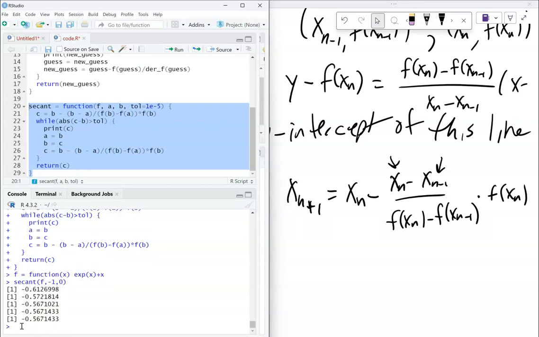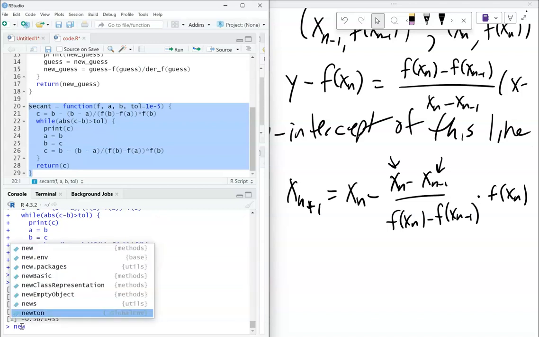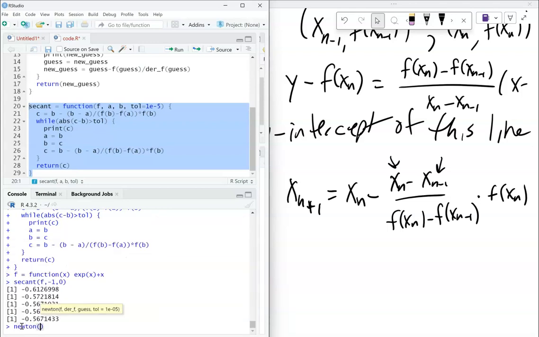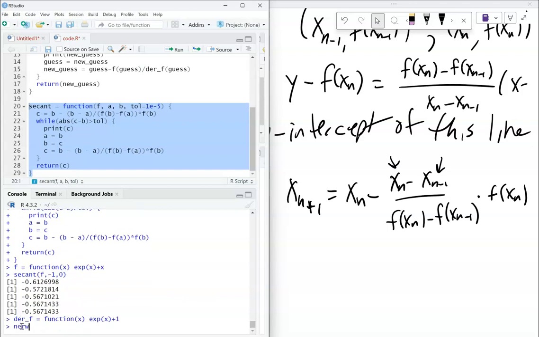Notice in this case, it took about 5. Newton's method's still in here, I believe. Newton f. Oh, I gotta compute what the derivative is first, just to compare the two and see how many steps they were. That was exp of x plus 1. And now let's do Newton.